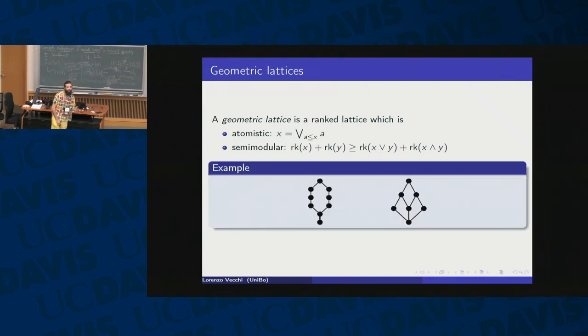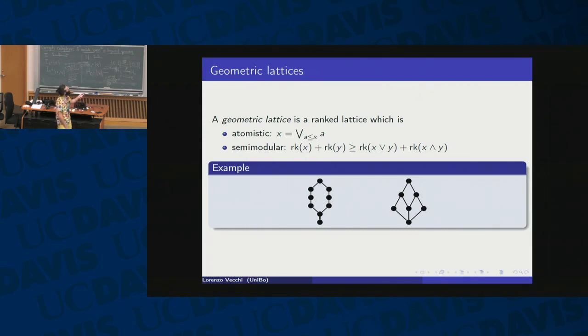So let's look at two non-examples. The poset on the left is not atomistic, because if you take this element here, there's only one atom below, and you join only one atom, and you stay there, and you don't go back to the original element. The poset on the right is atomistic, but it's not semimodular, because if you take this left and right atoms here, they're rank 1 elements, the join is rank 3, the meet is rank 0, and 2 is not greater than 3.